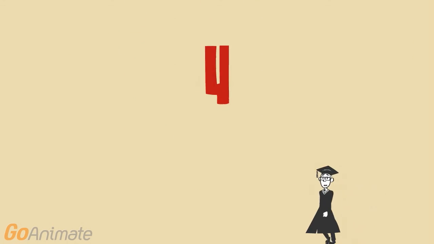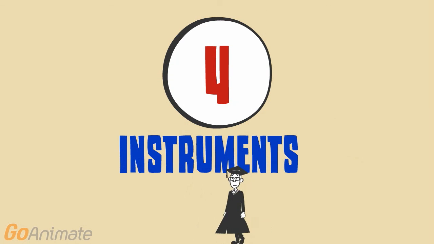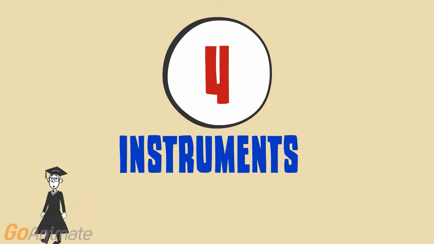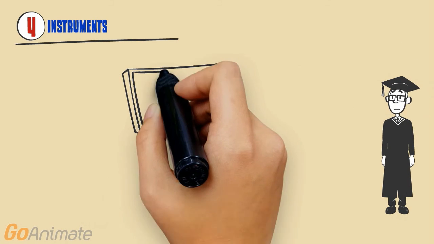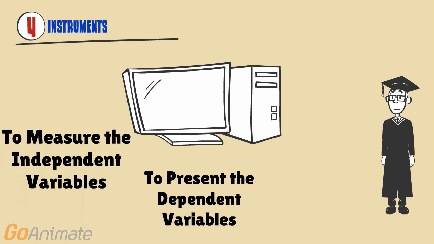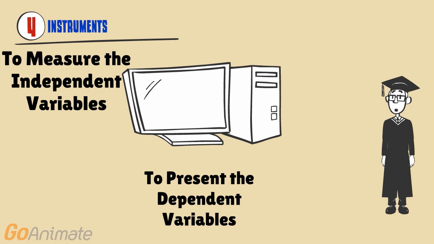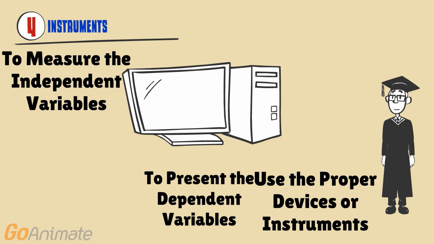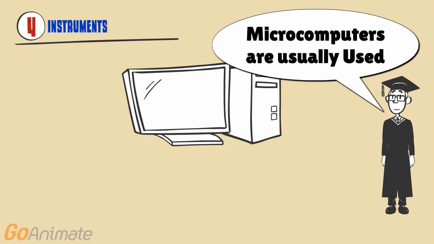Now, I will explain how the independent variable conditions will be presented and how the dependent variable will be measured. To present the independent variables and to measure the dependent variables accurately, researchers must use the proper devices or instruments depending on the research subject. This means a specific type of apparatus must be used to arrive at a precise presentation of the independent variable and to measure the dependent variable.